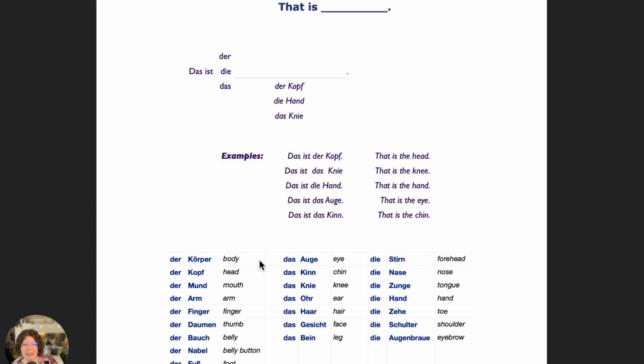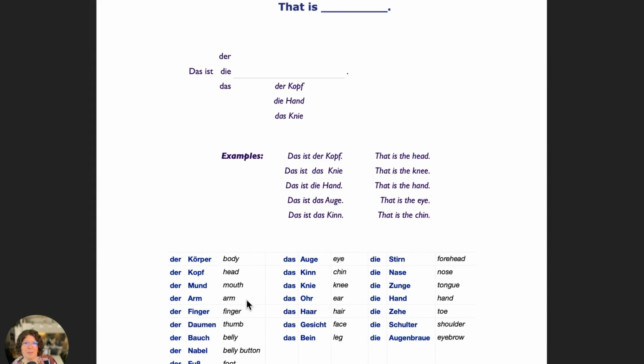So I'm going to say the sentence and you're going to repeat it every time. And we're going to go through all of the words here. Das ist der Körper. That is the body. Das ist der Körper. Das ist der Kopf. That is the head. Das ist der Kopf. Das ist der Mund. That is the mouth. Das ist der Mund.